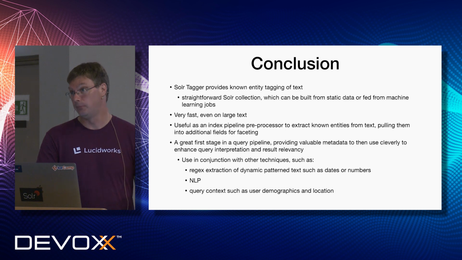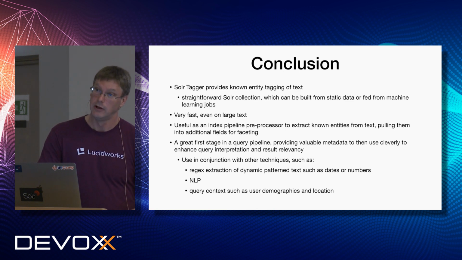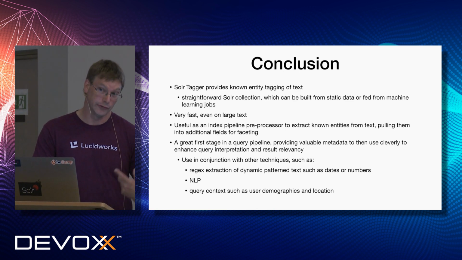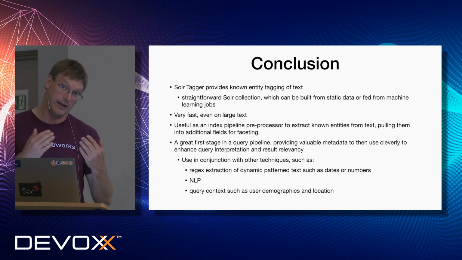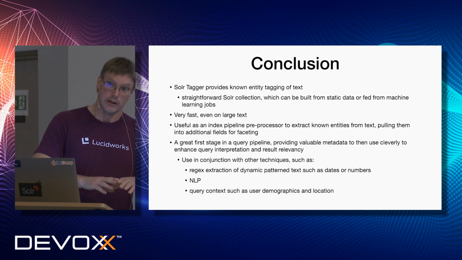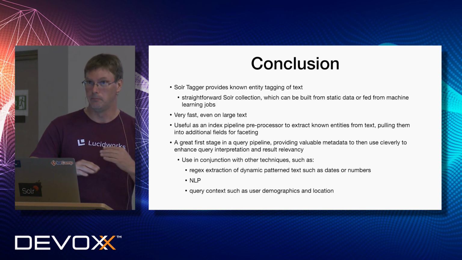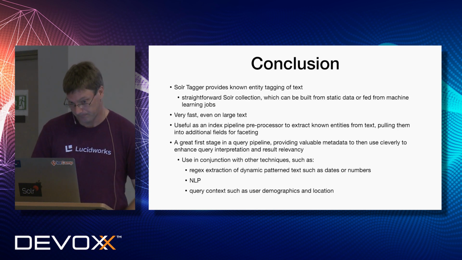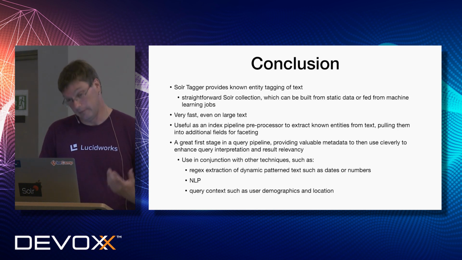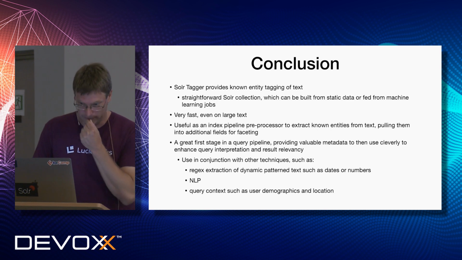The tagger's just built on standard Solr documents. You can use the tagger collection also just for full text search. It's just a regular collection. You just happen to have one special field that is the one that's built with that FST for high performance tagging. And it's very fast, as Marcus has said.